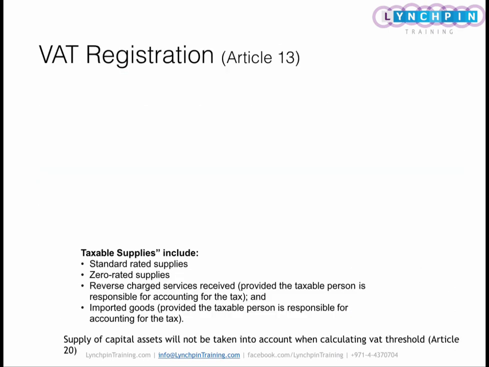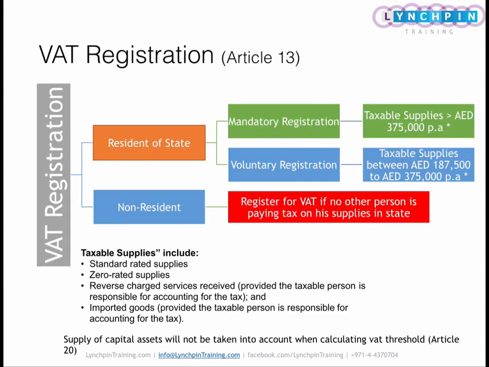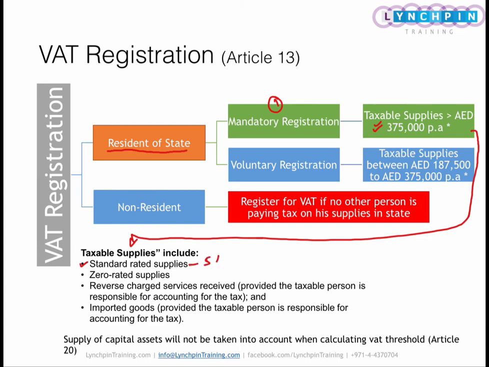VAT registration, let's now see how this VAT registration works. If you are operating in this country, first of all, if you are a resident of UAE, you have a mandatory requirement here. Number one is a mandatory requirement in case your taxable supplies are more than 375,000. Now what is a taxable supply? Let's understand it here, that a taxable supply includes all my standard rated supply, which means any sale on which I'll be charging VAT at 5%, any sale on which I'll be charging VAT at 0%, and my imports would also be included in this.